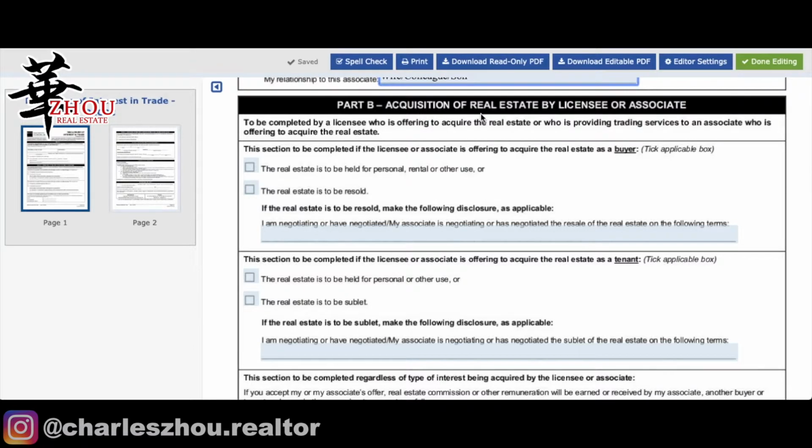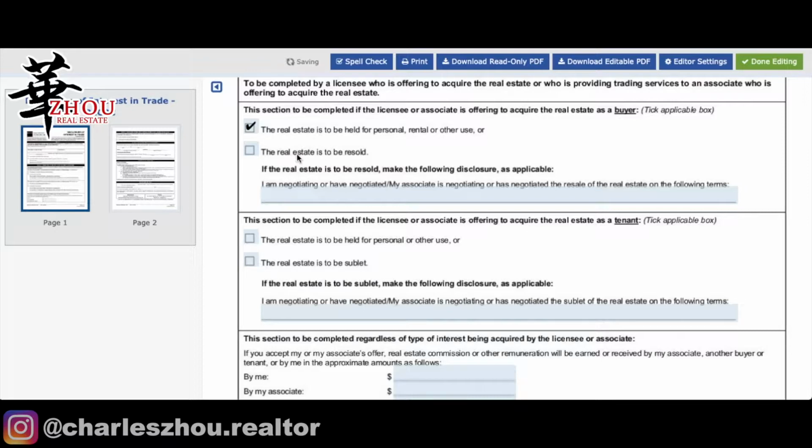So Part B, acquisition of real estate by licensee or associate. You have to check whether the real estate is to be held for personal rental or other use, or the real estate is to be resold. If the real estate is to be resold, make the following disclosure as applicable. I am negotiating or have negotiated, my associate is negotiating or has negotiated the resale of the real estate on the following terms. So most times we use the first one.